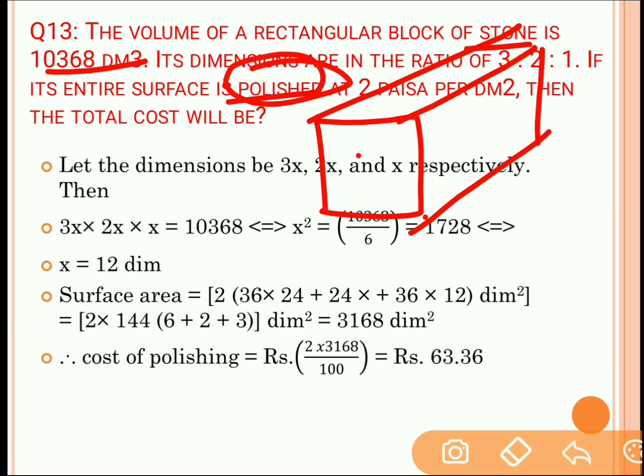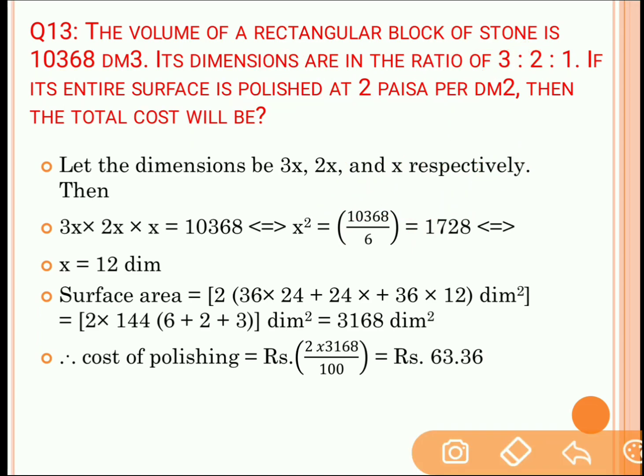So for a rectangular block, there are total 6 surfaces, 1, 2 and 3, and these 3 surfaces are repeated 2 times, and these 6 faces have to be polished, and the cost for the polishing is 2 paisa per dm square. Then we need to find out what is the total cost. In this case, the dimensions are in ratio 3:2:1. So dimensions will be 3x, 2x and x respectively.